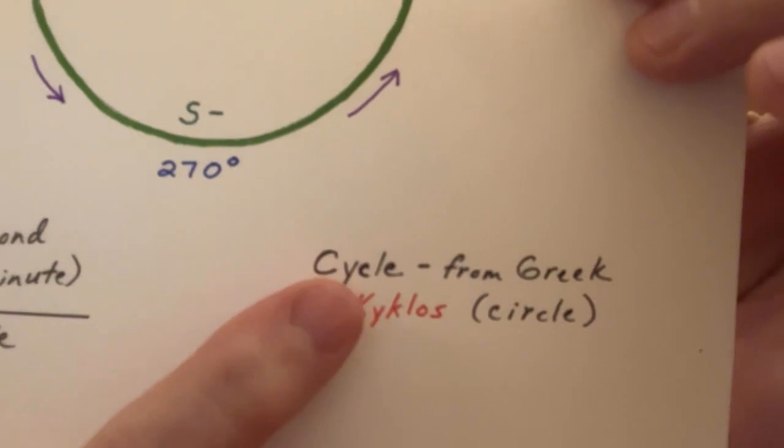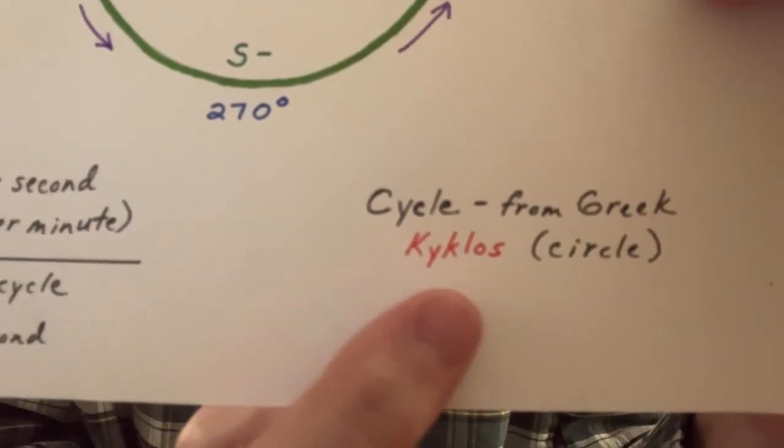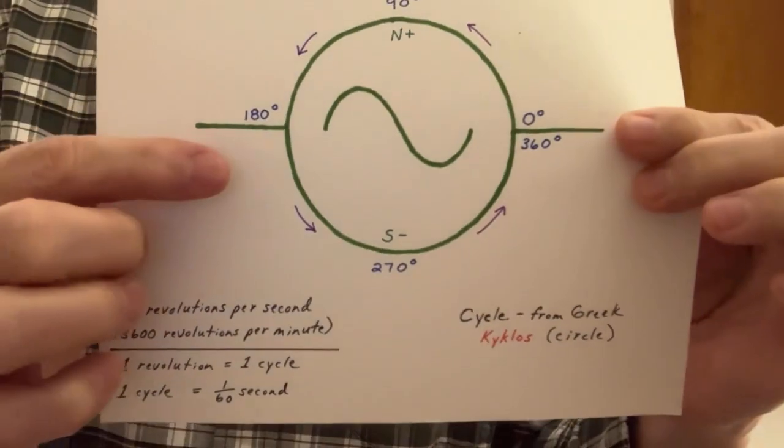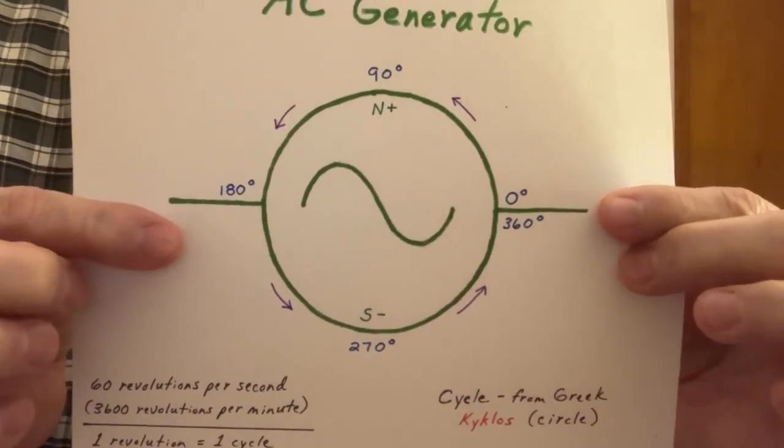And the word cycle comes from the Greek word kyklos, which means circle. So cycle, circle, is kind of the same thing. And it's very simple, which is good. All right. Now, one revolution is one cycle. And in America, we use 60 revolutions per second. It's called 60 hertz. Okay. So that's very simple. Now, the cycle graph that you get on your oscilloscope will look kind of like this.